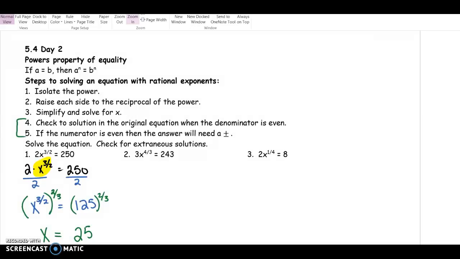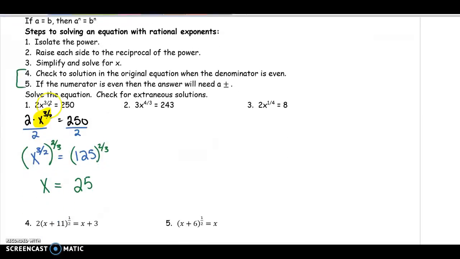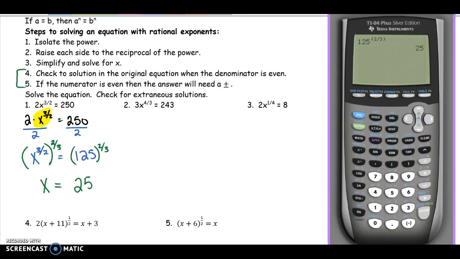If the exponent fraction, if the denominator is even, you should check your solution. Now, you should probably just get in the habit of checking your solution all the time, but if the denominator is even, that means it's like a square root or a fourth root that's happening. You need to check your solution, make sure it actually works. So again, this shouldn't be that difficult. You just plug it into your calculator. 2 times 25 raised to the parentheses 3 over 2. Just verify that it does indeed equal 250.